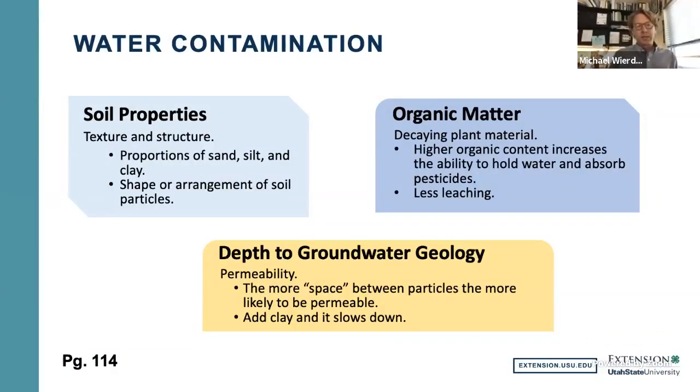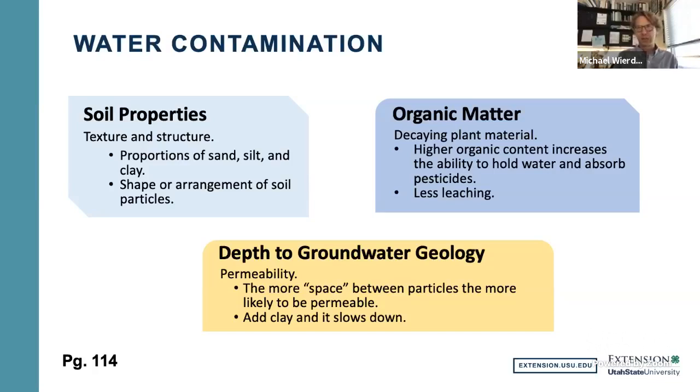Moving on to water contamination. Water contamination has several factors that play into it. The soil properties play in, and whether or not there's organic matter. Soil properties, the texture and the structure of the soil, become very important. The proportions of sand versus silt or clay will affect how easily water can move through a soil.